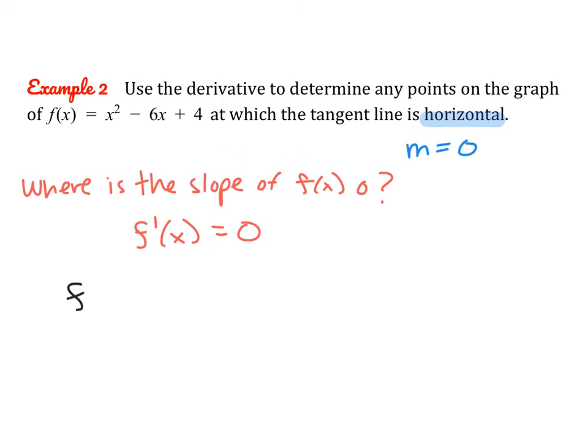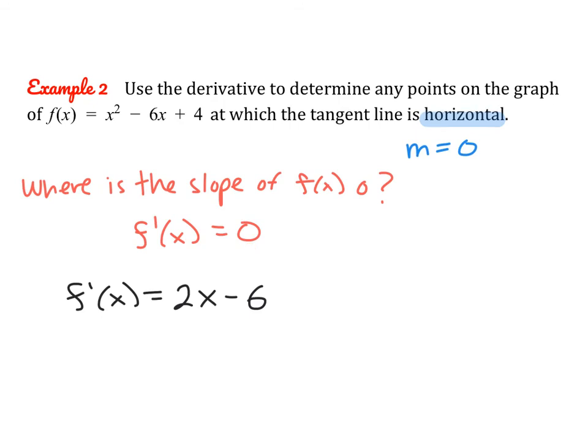So let's find f prime of x using our power rule. We're going to take our exponent and multiply it here, so 2, and then our exponent decreases by 1. 2 minus 1 is 1. Here I take my exponent, which is 1, and I multiply it to the coefficient, so we get negative 6, and then my exponent decreases by 1, so I have x to the power of 0, so no x. And then this 4, this constant is just going to disappear, so this is our derivative.